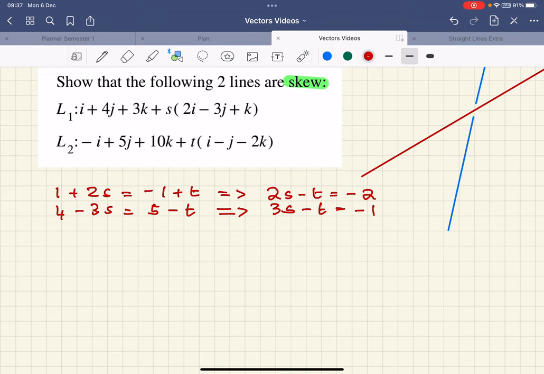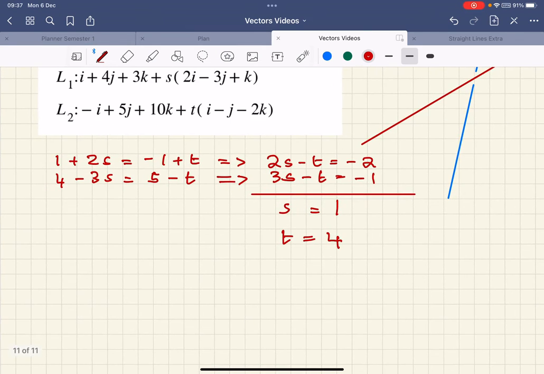Now, if I've rearranged those correctly, I'll take the second one, take away the first one, then that's going to give me s. And minus 1 take away minus 2 is 1. So s is 1. And if I then work out what t is, t will be 4. 2 minus 4. Yep, that works out correctly. Now I'm going to go through and work out the points for each line.